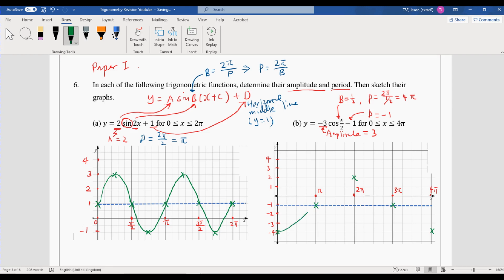Okay, then you just connect them. All right, so here's the cosine, a minus cosine curve, with period 4 pi and amplitude 3. Is that all right? Okay, that's how we can do it.